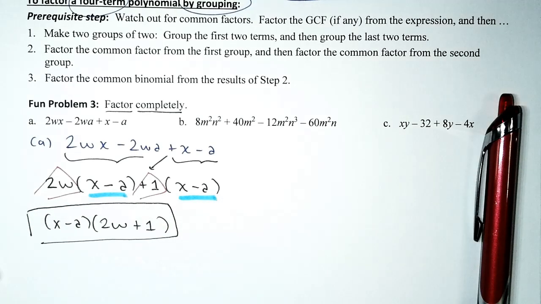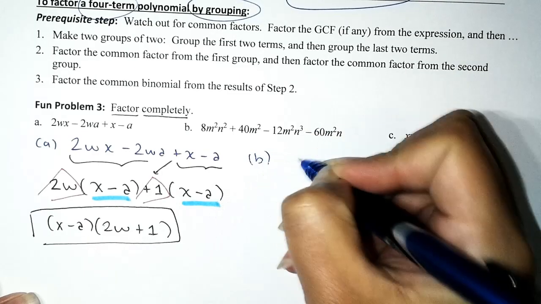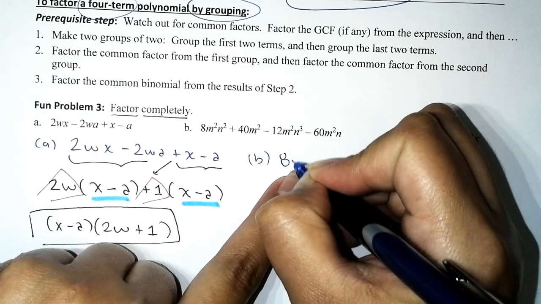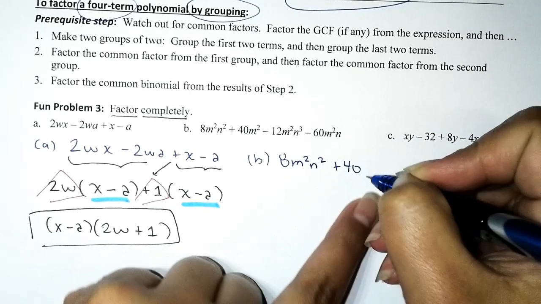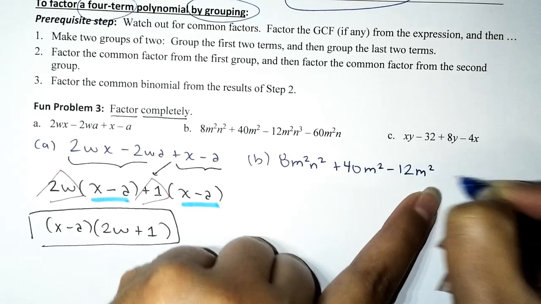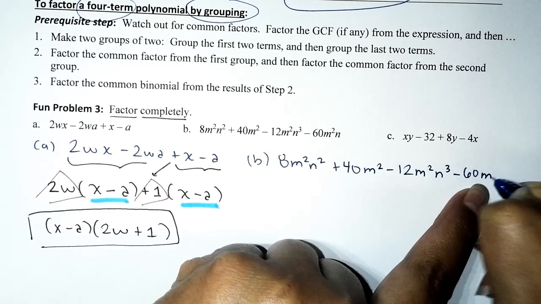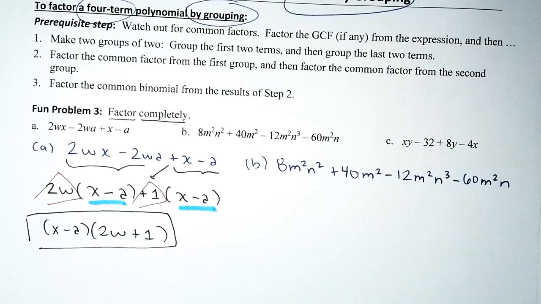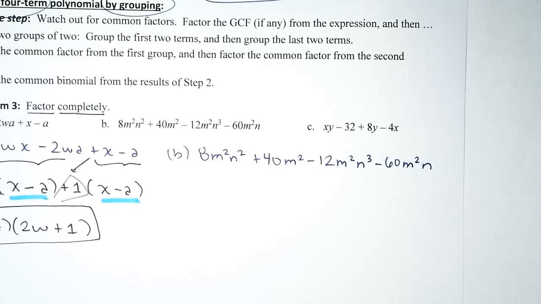Let's go ahead and do this. So we have a total of 3 problems for this round. Let's go ahead and do the next 2 and then we're done for the day. Okay, problem B. We have 8m squared n squared plus 40m squared minus 12m squared n cubed minus 60m squared n. Okay, fantastic. So we are asked to factor, or factor completely.